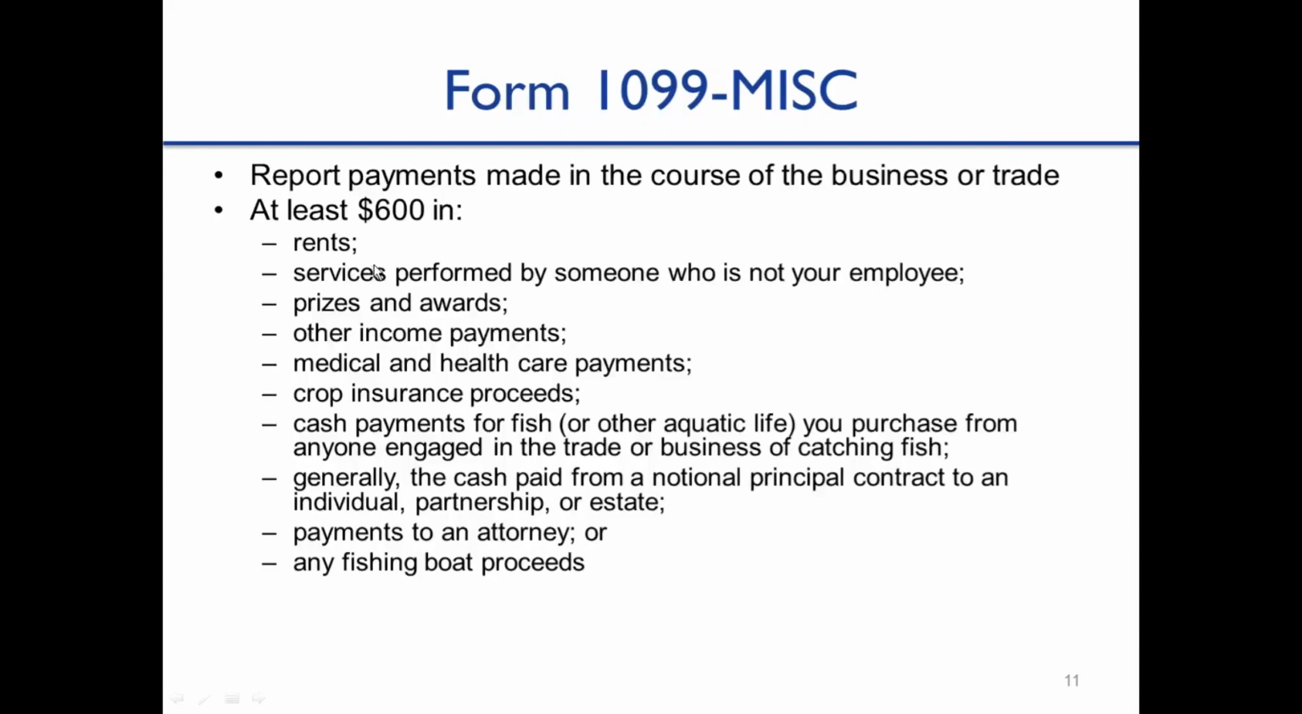So your landlord, you're going to want to send them a 1099. Services performed by somebody who is not your employee: maybe you've contracted out your lawn mowing or your snow plowing, your IT services, human resource services, your accountant. That is somebody that is not your employee, and you'd want to send them a 1099. Prizes and awards: if you're at a church picnic and maybe you win an ATV, they're going to ask you to fill out a W-9 form, so then at the end of the year they're going to issue you a 1099 for the value of that ATV that you won.